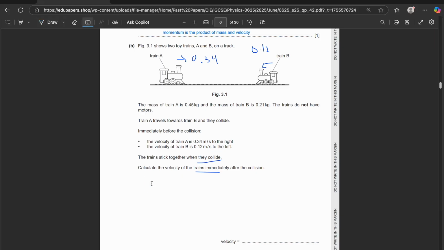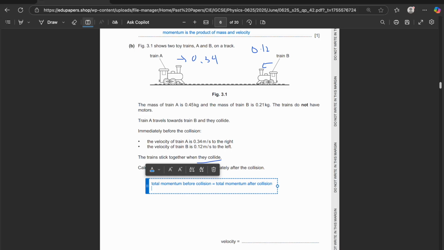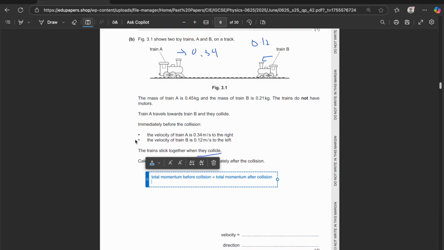So we have this conservation of momentum theory, which says total momentum before collision is equal to total momentum after collision. So before collision would be 0.45 into 0.34 plus 0.21 into negative 0.12, because if we set the direction of motion to the right positive, then to the left it will be negative.